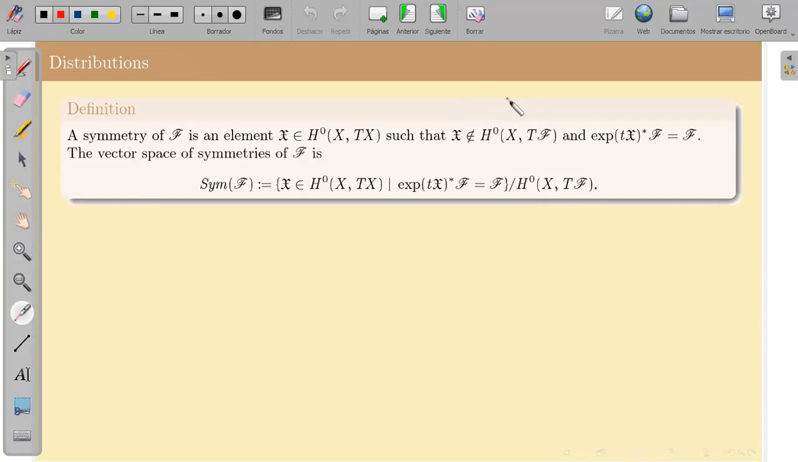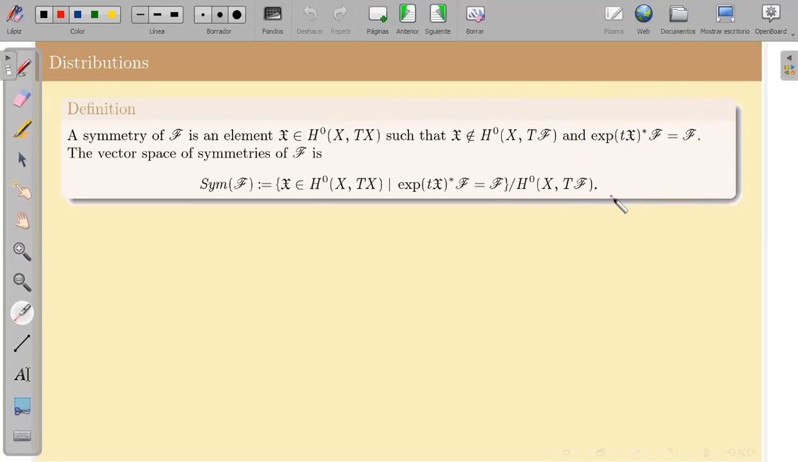It maps leaves of F into leaves of F, but not the same leaf, because otherwise it would be tangent to the foliation. And in order to give this object a structure of vector space, we have to look at the global vector fields satisfying this condition, leaving the foliation invariant, modulo the ones that are tangent to the foliation.